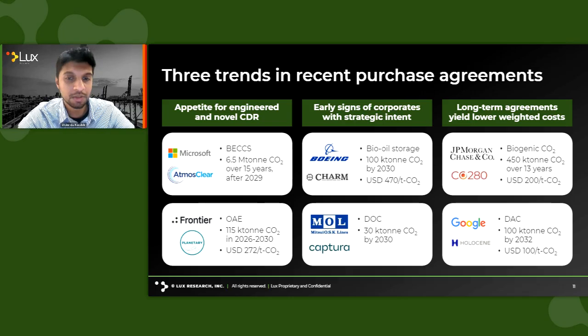So, and this made news because it was the first ever purchase agreement to value a tax credit at $100 per ton. But of course, Holocene is not actually operating at $100 per ton. It's now been acquired by Occidental, which will work to get the cost curve down, but it's essentially betting on a high impact technology. Similarly, JP Morgan Chase also bought a 450 kiloton per year package of biogenic CO2 storage valued at about $200 per ton, which implies that they're going to try to figure out the CO2 transportation and storage costs.